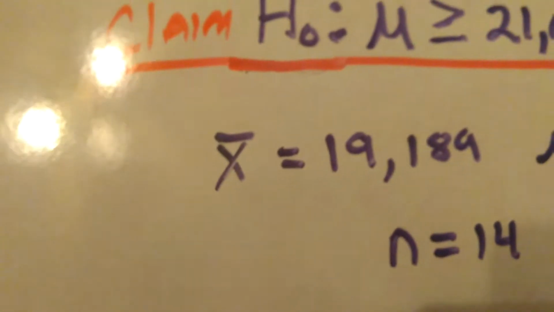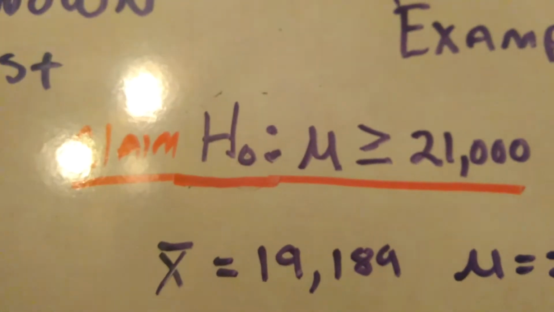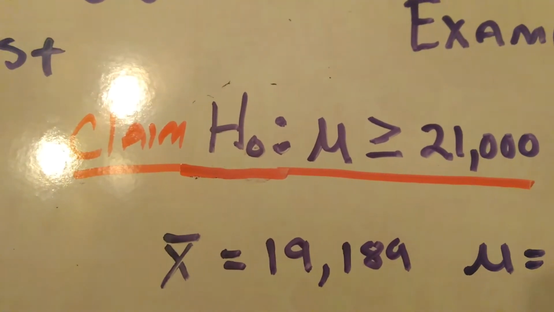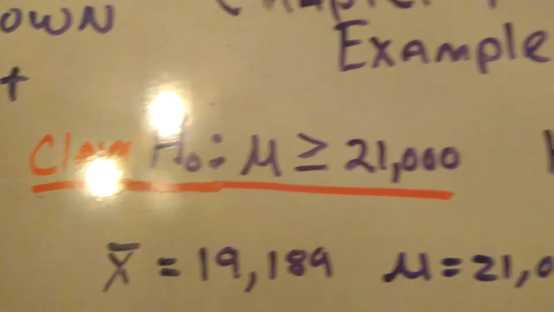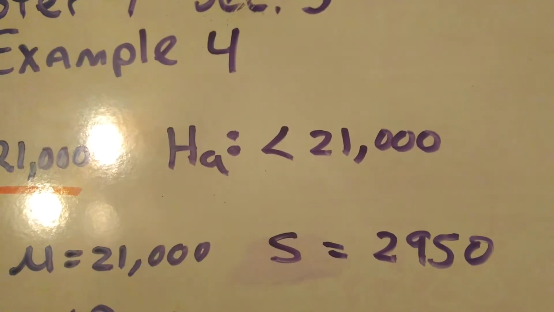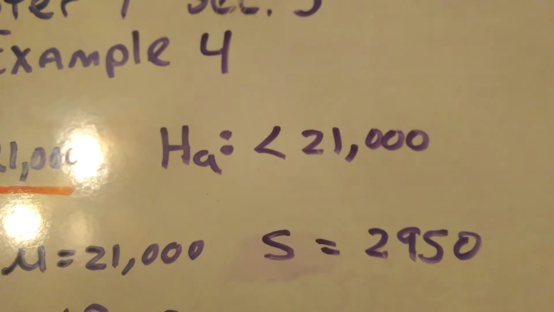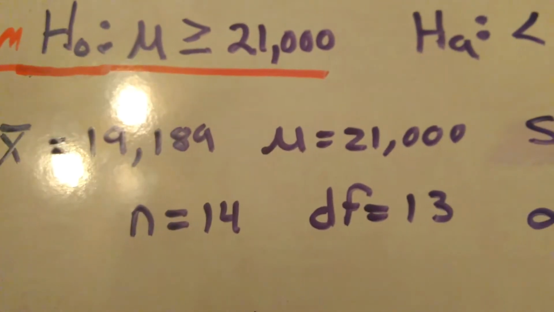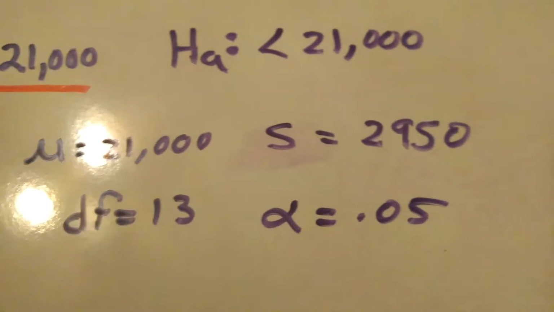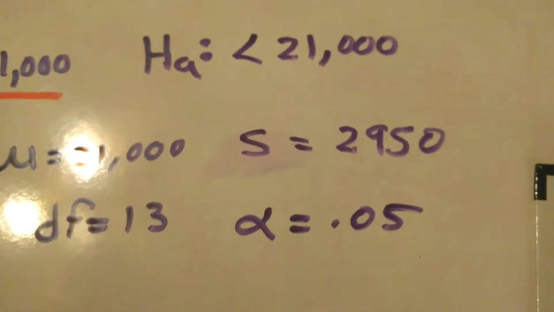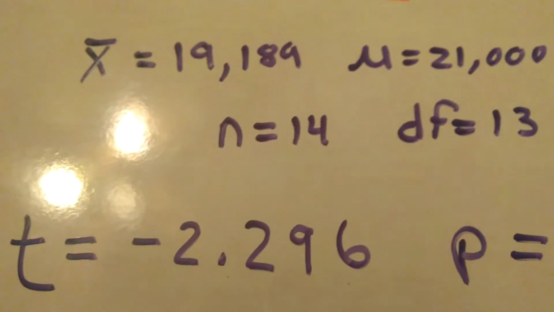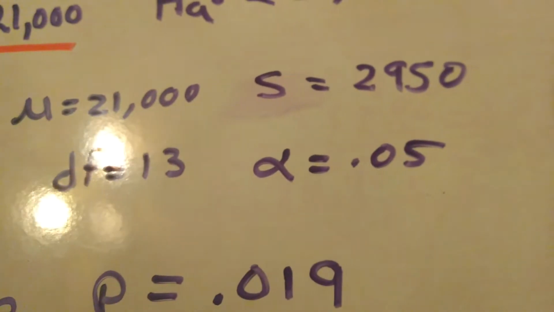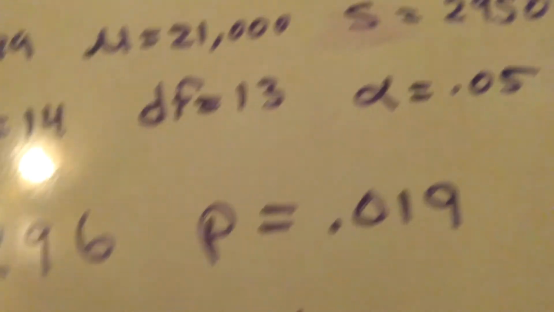So again, there's our null hypothesis, which the dealer claims that the mean average price was greater than or equal to 21,000. Here's the alternative hypothesis, which is less than 21,000. There's our x bar from the problem. There's our population mean. There's our sample standard deviation, which is S. Sample size, degrees of freedom. And there's our alpha 0.05.